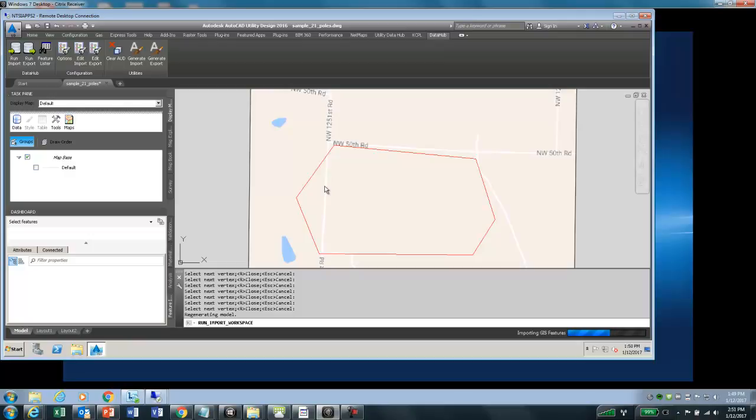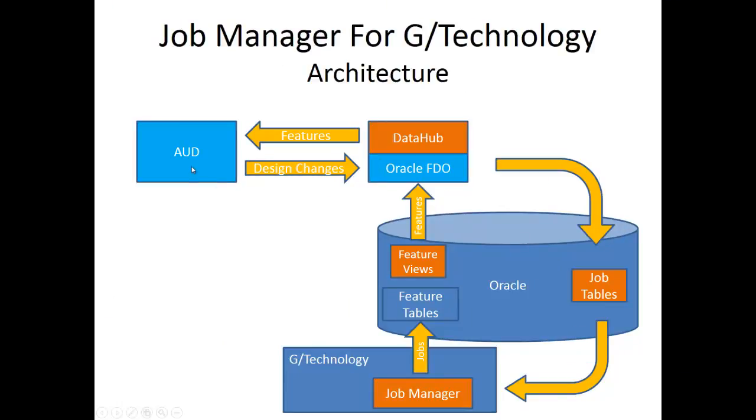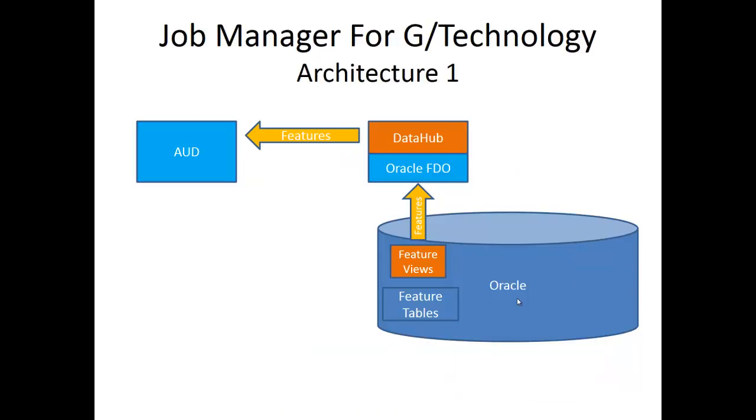While this is running, I can show you an overview of the architecture that's occurring. Basically, I'm in AUD and I'm making the retrieval of features from the feature tables via feature views using an Oracle FDO, and Data Hub is the process that's used to convert from the Oracle G technology schema into AUD features. Specifically, this is the first step, the one we're actually running at the moment, where the feature tables are in Oracle, features are pulled in, and Data Hub, which is our configuration process, will take those objects and convert them between the Oracle G technology schema and the AUD schema so that we end up with AUD objects that we can work against.